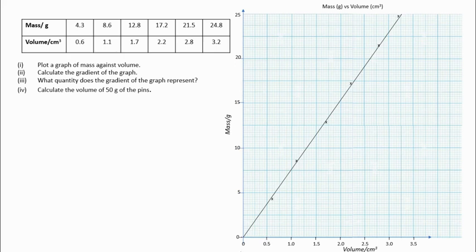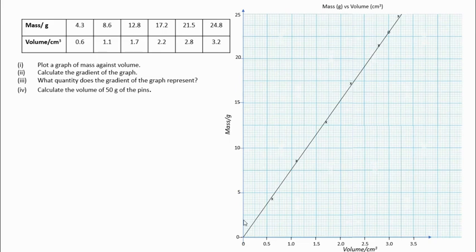Or if the volume is 0, if the pins are not taking up any space, then it means there are no pins, because if it has mass, it must have volume. So there is no x-intercept or y-intercept for this graph. It must pass through 0, 0 because you can't have mass without volume or volume without mass. So both quantities must be 0 at the same time. Hence, we draw the line starting from the origin.